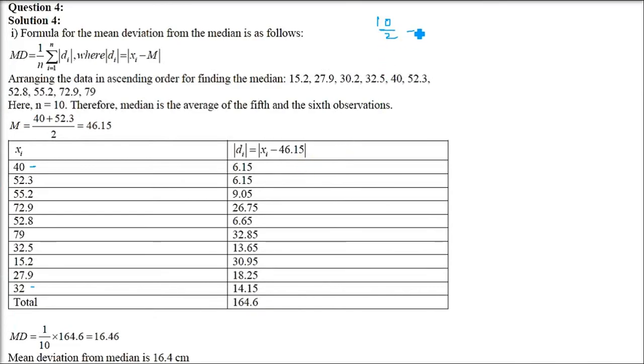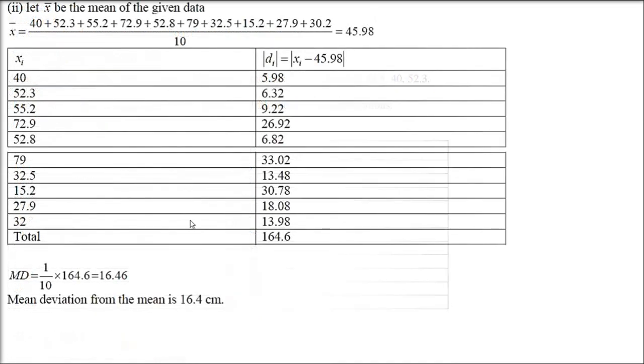Since there are 10 elements, you won't get a middle one. So 10 by 2 and 10 by 2 plus 1, that is the 5th and 6th numbers you have to take. The 5th is 40 and the 6th is 52.3. Take these two, add them, divide by 2. You get 46.15. Now this number has to be subtracted from each element. That is 40 minus 46.15, which gives minus 6.15. You have to take the mod, take the positive and write it here. You have to do it for every element. Add all of this, 164.6, divide by 10, 16.46. You can write it as 16.4 or 16.5. This is the first part.